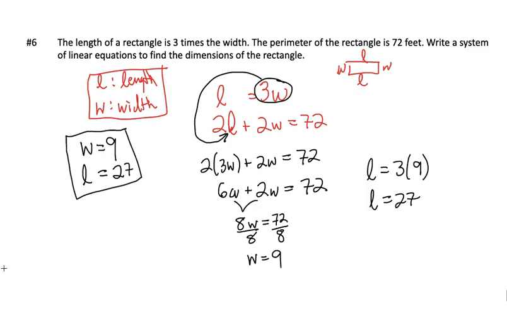Guess what I almost forgot to do? My labels. It's not centimeters this time, it's feet. I quickly looked up here and said, oh, it's feet. And it's only mentioned once, on the perimeter, so we have to be careful. So 9 feet and 27 feet. We have to remember that all word problems have a label.